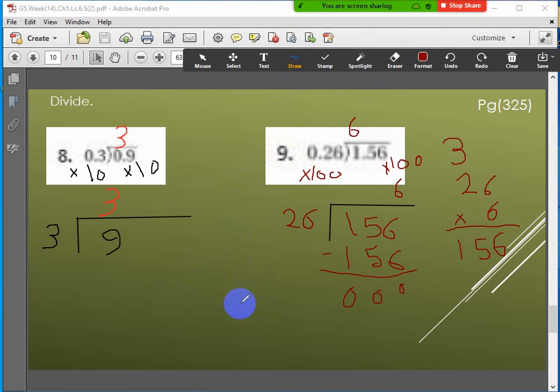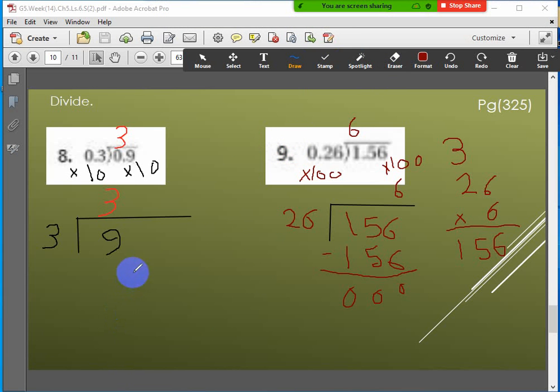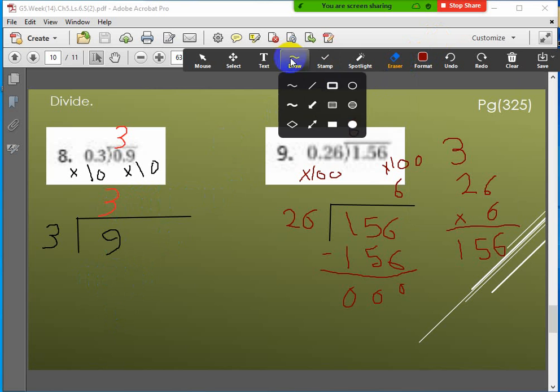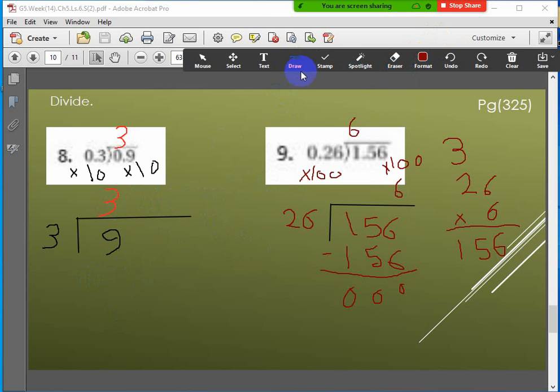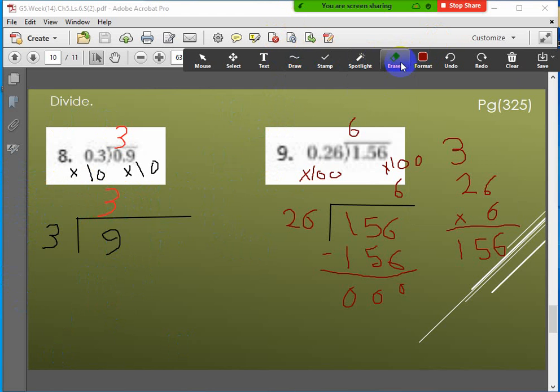So that's why when we divide numbers, I will write an example here. Did you finish number 8? Number 8, please, did you finish? Okay. Can I erase it? Okay, I will erase it.